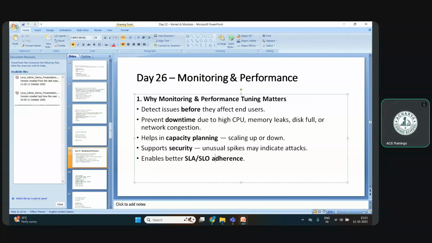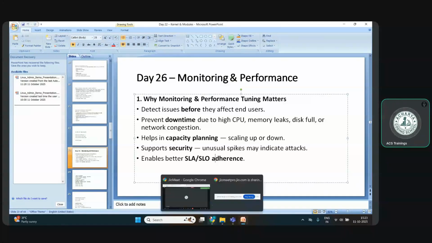It also supports security. Unusual spikes may indicate attacks. And monitoring is also a daily task which we do in production support, and DevOps engineers also do this monitoring.